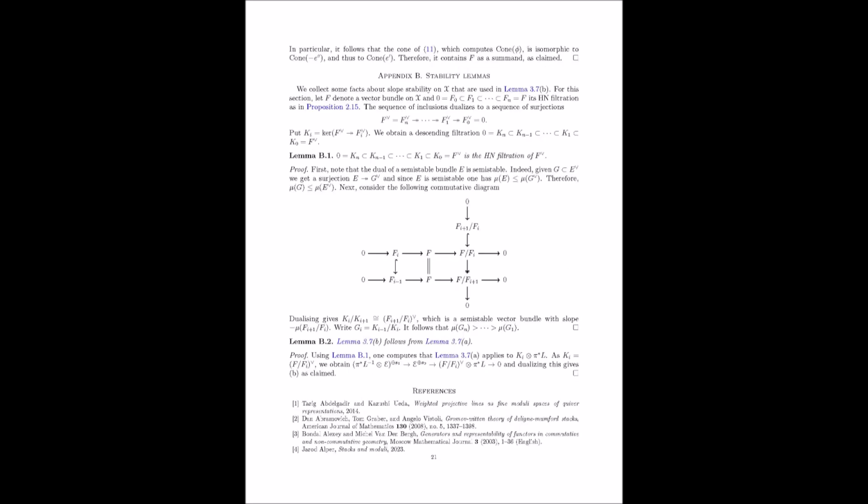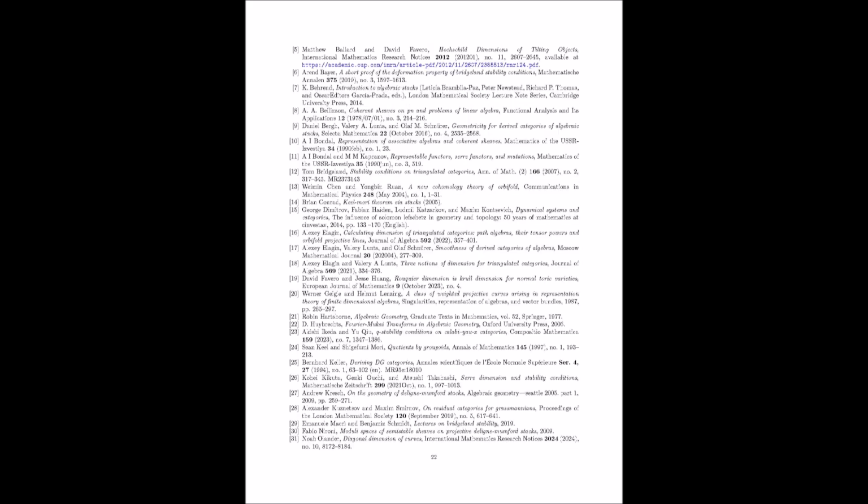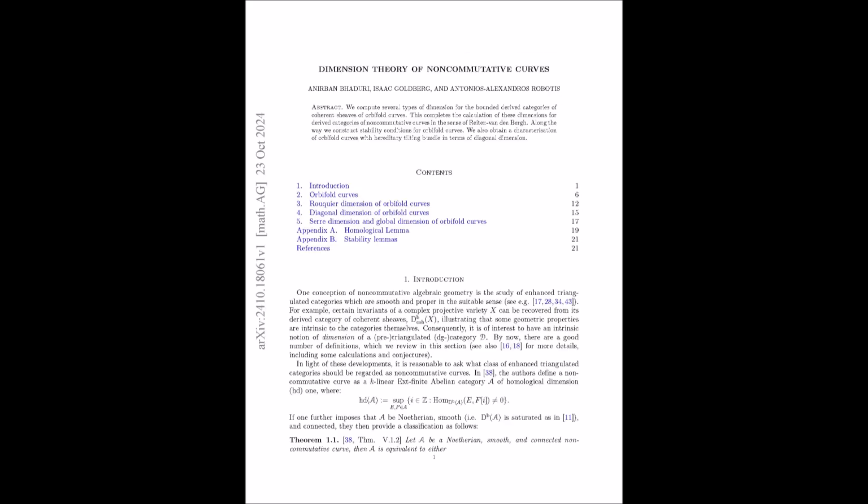Page by page. Let's do it. So they start by reminding us that a non-commutative curve is defined as an Ext-finite abelian category with homological dimension 1. Right, and they really emphasize these key conditions that make this definition work. Yeah. Noetherian, smooth, and connected. Right. Those are like the bedrock for that really elegant classification of Reiten and Van den Bergh.